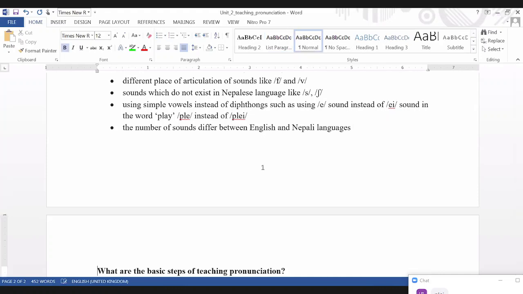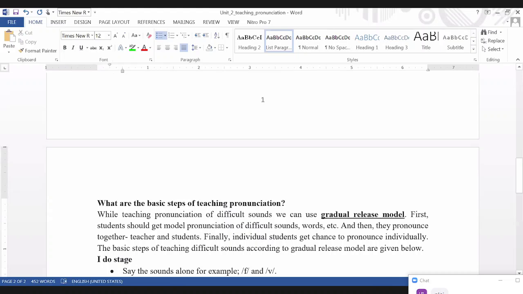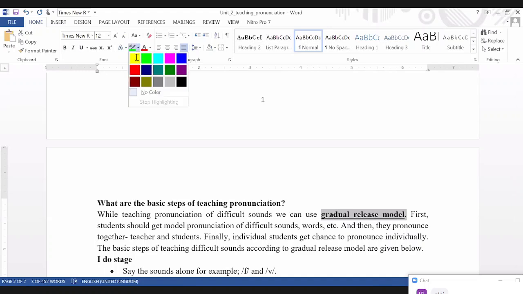Then what basic steps do you follow? I did not create this for teaching English, but I borrowed the idea, and this gradual release model is useful for teaching pronunciation to students. The gradual release model focuses on the teacher first leading the class, giving a sample model, and controlling first. Slowly the teacher releases the control and gives it to the students, and the students have to pick it up. So this is the gradual release model.